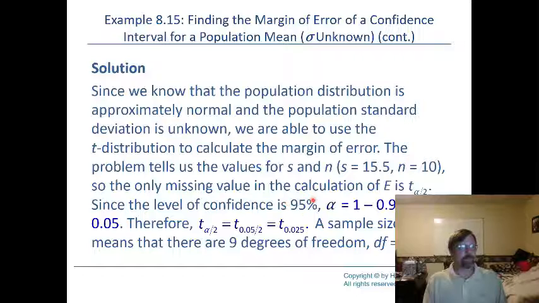Confidence level is 95%, so alpha is going to be 0.05. Right, 95% is 0.95. Therefore, alpha over 2 is 0.05 over 2, or 0.025. Sample size of 10 means there are 9 degrees of freedom. Degrees of freedom, again, is sample size minus 1.